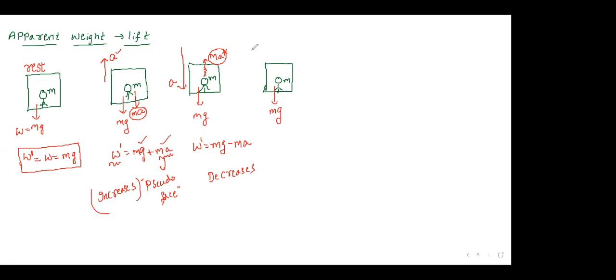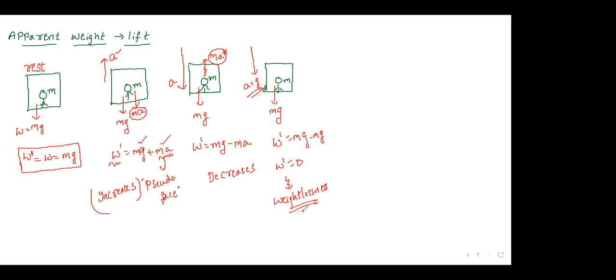The last case: if the lift is coming down under gravity, a is equal to g. The chain of the lift is cut, so it is falling under gravity. So what happens to W dash? mg minus mg, so W dash will be 0. So this tells that the body is weightless. The body feels weightlessness if the lift is falling under gravity.